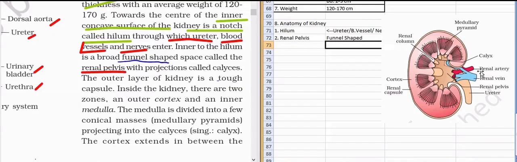So this is about the funnel shape. And at the hilum, water is entering. This is the ureter, of course going out, but it's the entry point. The blood vessels and the nerves all will be in the hilum. And this is the funnel shape, so the funnel shape will exit as the ureter.